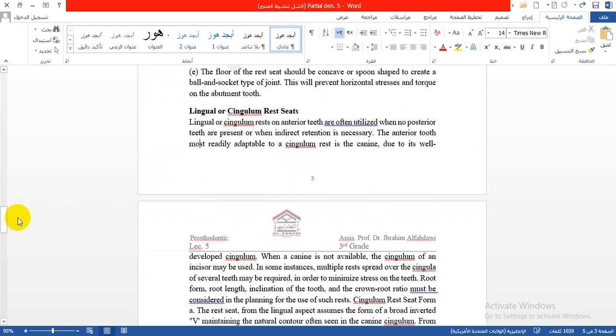عندنا النوع الآخر اللي هو السنجلم rest sets. Lingual or cingulum rests on anterior teeth are often utilized when no posterior teeth are present or when indirect retainer is necessary. The anterior teeth most readily suited to cingulum rest is the canine due to its well-developed cingulum.